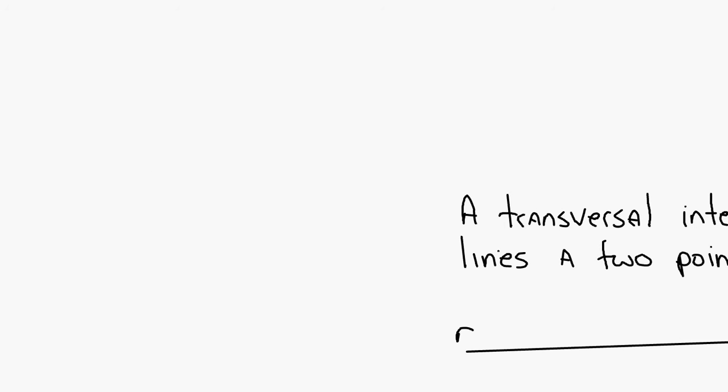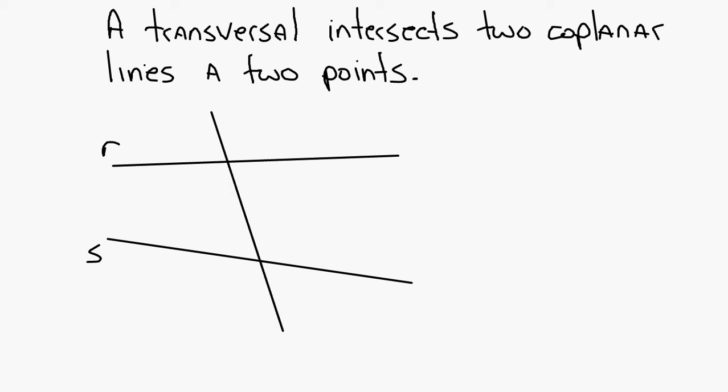What the heck just happened? A transversal intersects 2 coplanar lines at 2 points. So if we draw a line right through here, it meets the definition. We'll call this line T. And in this case, this is your transversal.